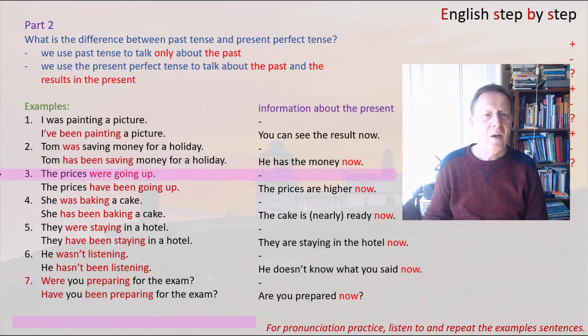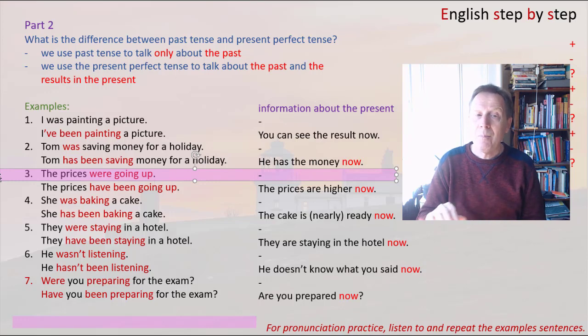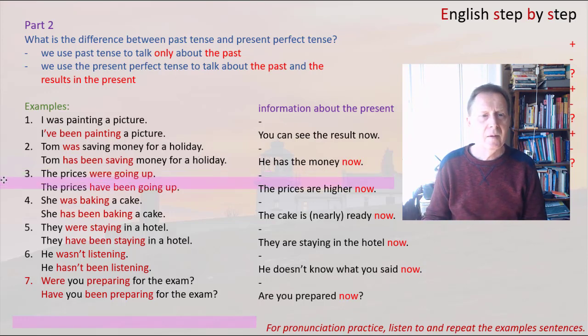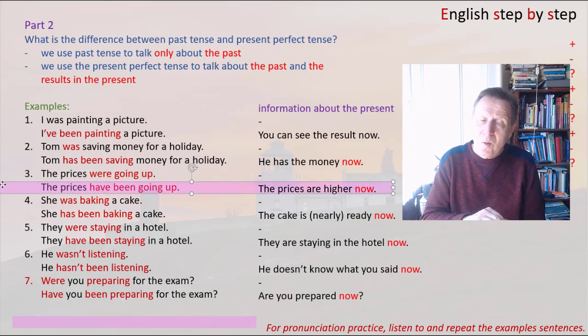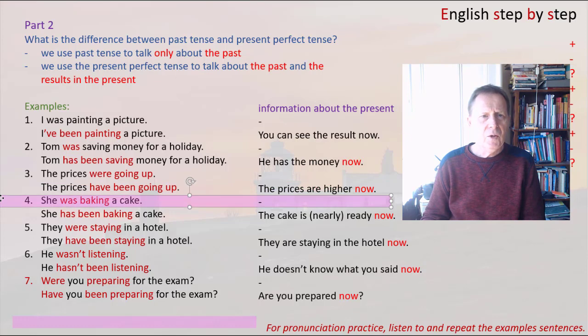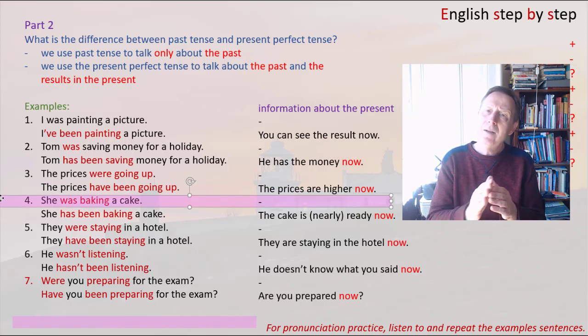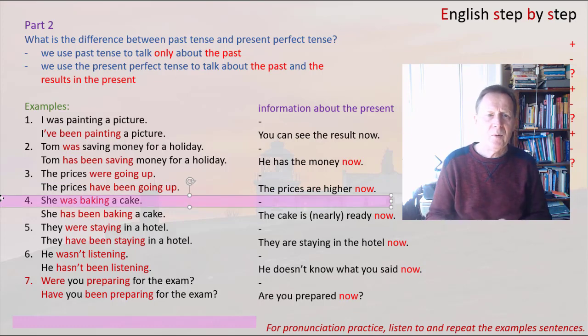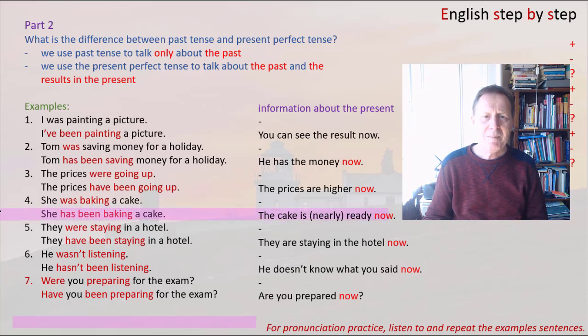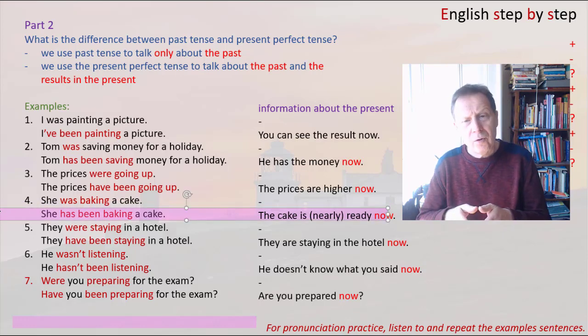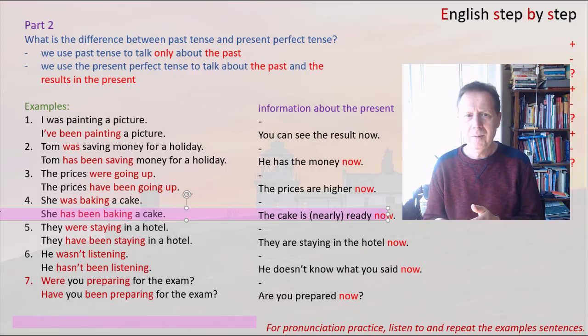Number 3, the prices were going up. The prices have been going up and now we can see the prices are higher. She was baking a cake. That's only information about the past. She has been baking a cake. That means the cake is ready now, or the cake is nearly ready now.